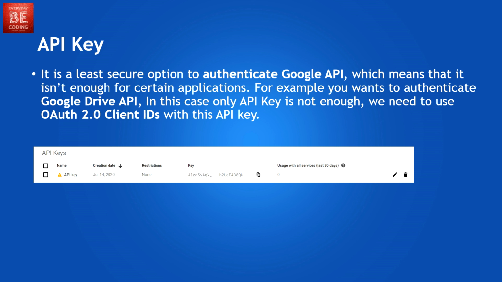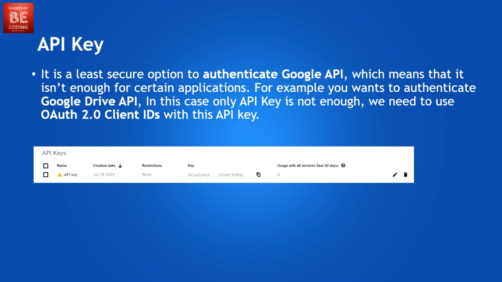It is the least secure option to authenticate Google APIs. Your application can communicate with any Google API, and in this case your application uses this particular API key. This is nothing but a base64 type string key, which means it is not enough for certain applications. For example, if you want to authenticate the Google Drive API, in this case only an API key is not enough. You need to use an OAuth 2.0 client ID along with this particular API key. So both are required, the API key and the OAuth 2.0 client ID. Don't worry, I will explain in my next slide what the OAuth 2.0 client ID is. Basically, those two keys, the API key and the OAuth 2.0 client ID, are used for front-end based applications.